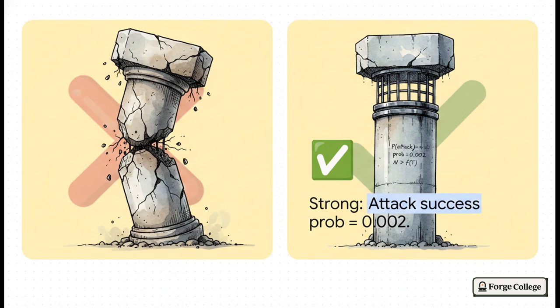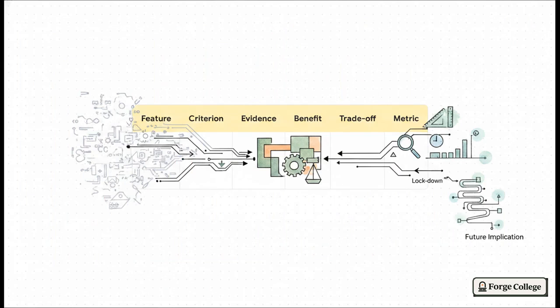But on the right, that is a load-bearing pillar. Proof of work attack success probability equals 0.002. Qualitative claims are, frankly, practically useless without the quantitative metrics to back them up. So here is the bare skeleton of our drafting schematic. We start with the feature of the consensus mechanism, followed by the specific evaluative criterion. Then we link the raw evidence file. Next, we explicitly state the benefit, and crucially, its paired trade-off. We lock that down with a supporting metric, and finally, we note a future implication for further study. Every single column here serves a distinct structural purpose.